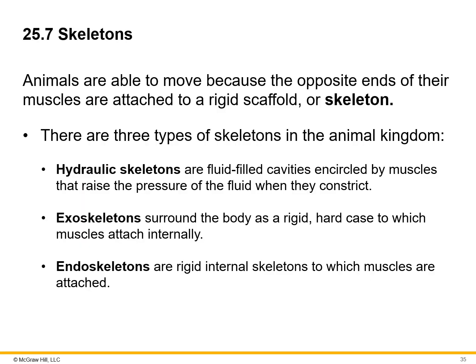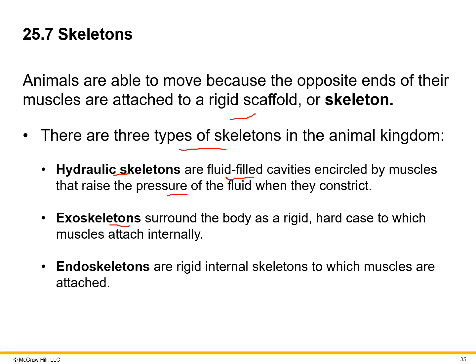All right, and then looking at our skeletons, again, we won't really be coming back to the skeletal system, but here again, we have this rigid scaffold that our muscles can attach to make up our skeleton. There are three different types of skeletons we see in the animal kingdom. So hydraulic skeletons, so hydraulic, or kind of thinking about oil and a hydraulic system. So these are fluid-filled cavities encircled by muscles that raise the pressure whenever they constrict.